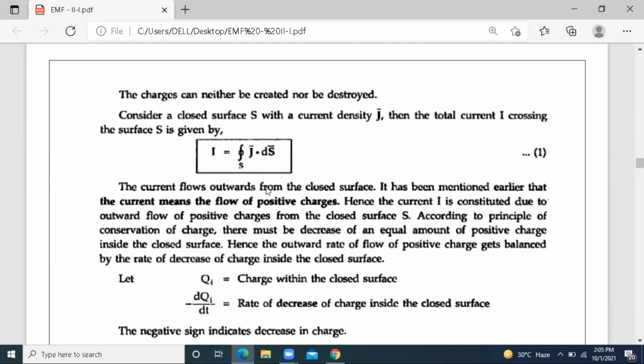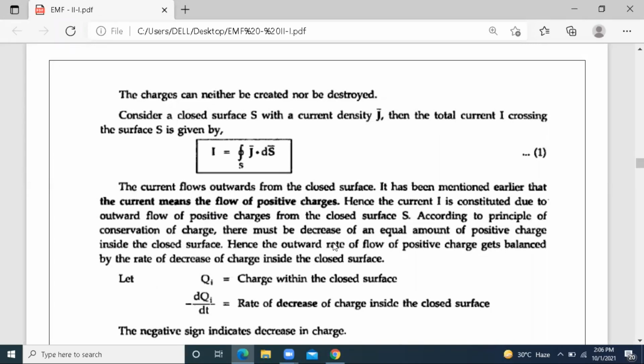So the current flows outward from the closed surface. It has been mentioned earlier that the current means the flow of positive charges. Hence, the current I is constituted due to outward flow of positive charges from the closed surface. Logical so far?